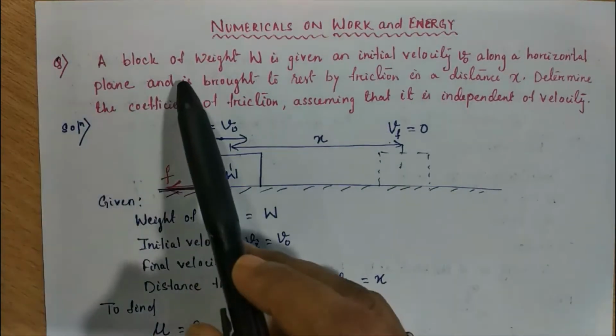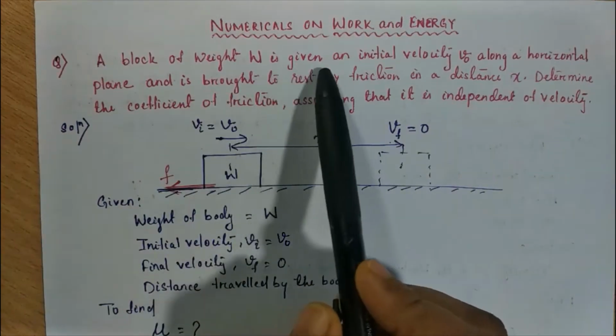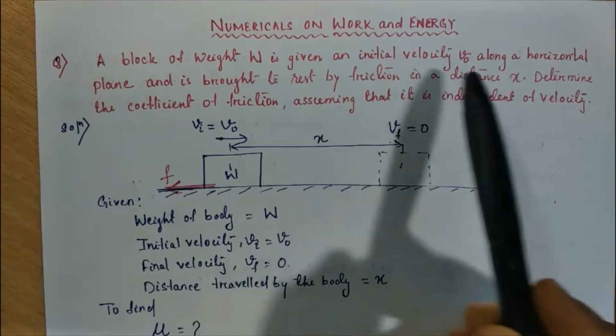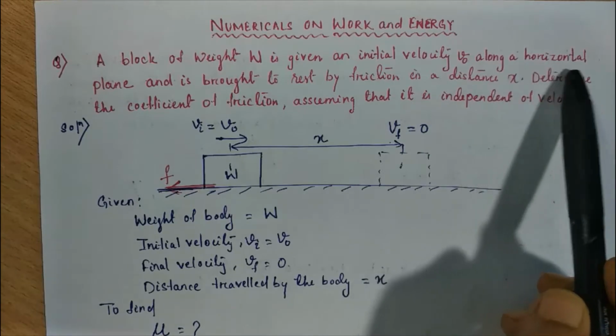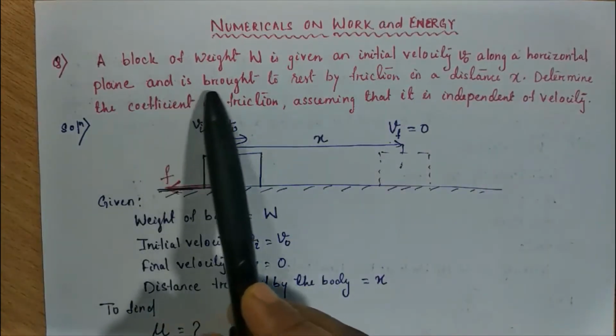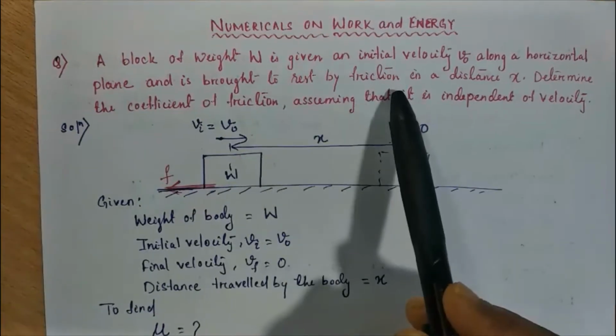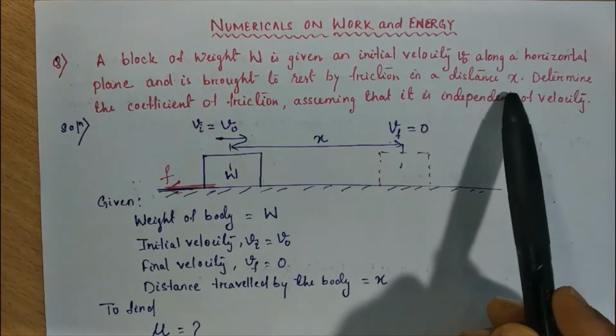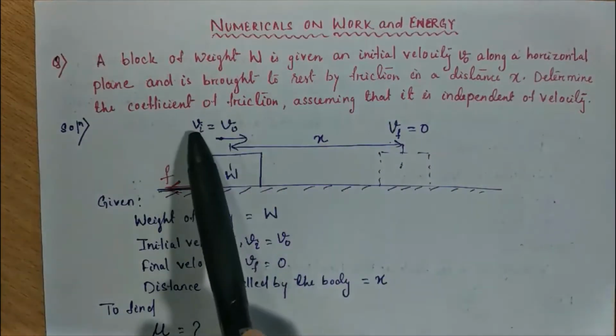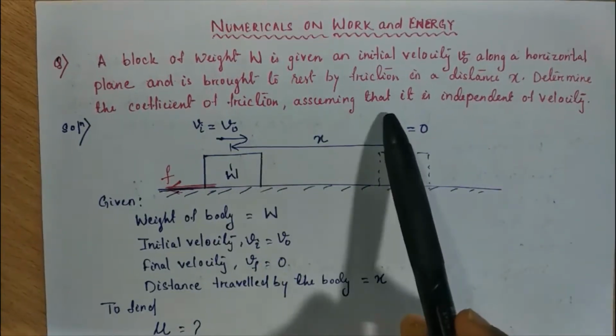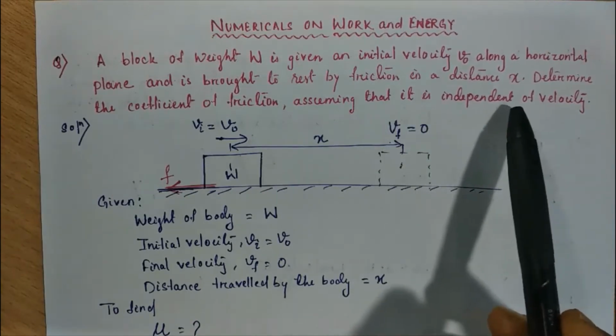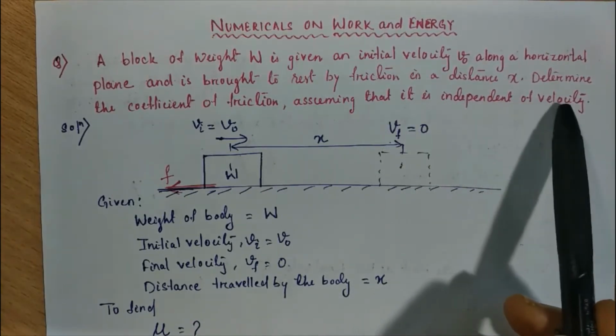A block of weight W is given an initial velocity V0 along a horizontal plane and is brought to rest by friction in a distance x. Determine the coefficient of friction assuming that it is independent of velocity.